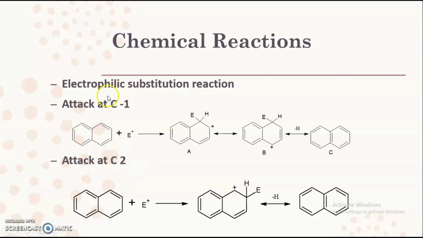So here, when the attack is taking place at carbon number 1, we write 2 resonating structures, and when the attack is taking place at carbon number 2, we are able to write down only one resonating structure. And if resonating structures are more, then we can say stability is more. In this case, when the attack is taking place at carbon number 1, resonating structures are more.